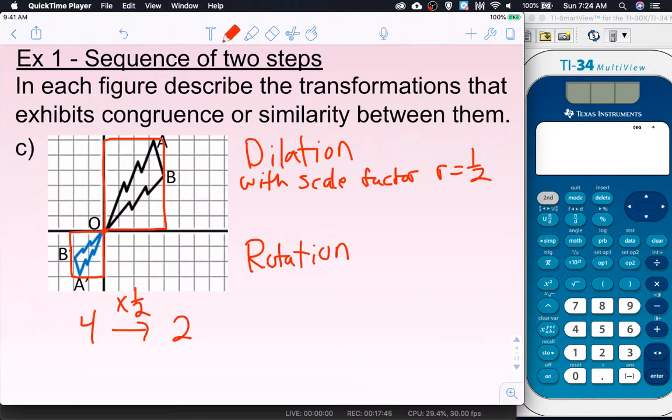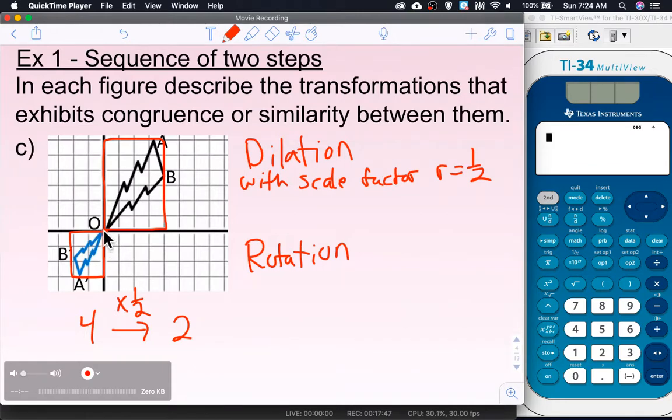And where would you use the center of dilation? Honestly, I would pick point O. Do you see how these guys are connected at point O? So I would use that because I'm going to rotate around that point. I'm going to dilate from that point. That way that corner right there doesn't have to change.